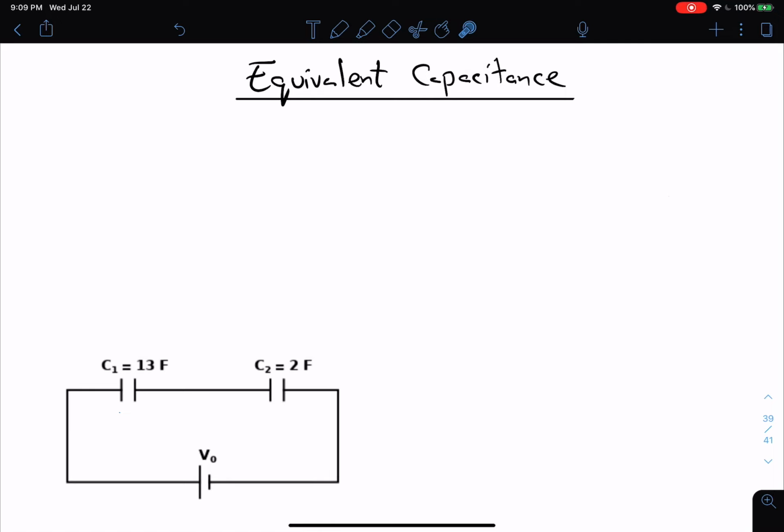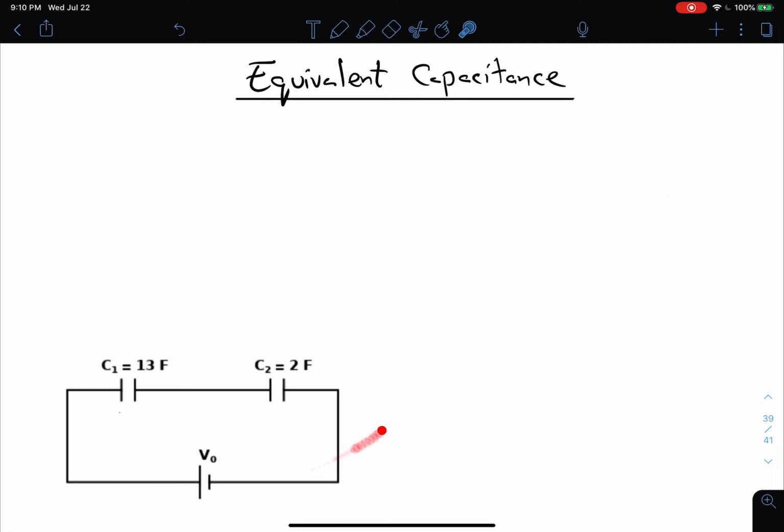So that's the idea. And I think the best way to fully appreciate, to fully understand what's going on here with this idea of equivalent capacitance is to essentially derive the formulas, to work through and see how it comes about. So that's what we're going to do.